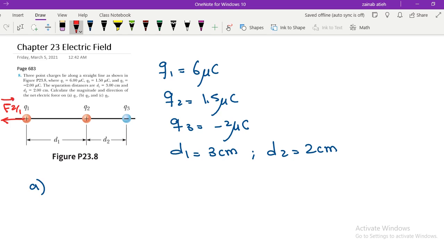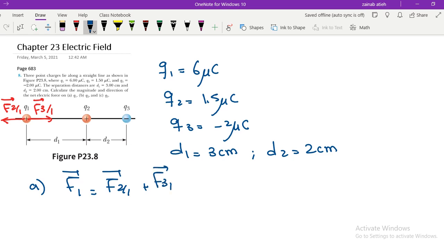Now, if I'm going to draw the force exerted by 3 on 1, we look at the signs. For sure, 3 is negative, 1 is positive, so they will attract. So the force exerted by 3 on 1, 3 will attract 1. So it will appear to be like this. This is the force exerted by 3 on 1. So I'm going to solve the net force on Q1, which is the sum of 2 on 1 plus 3 on 1. Find F1, which is F2 on 1 plus F3 on 1.